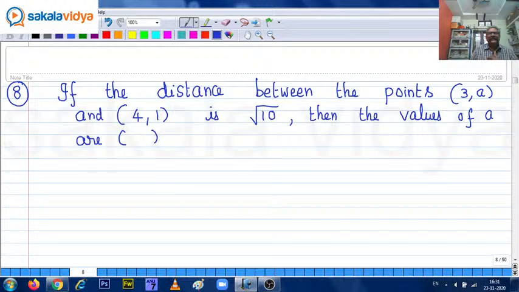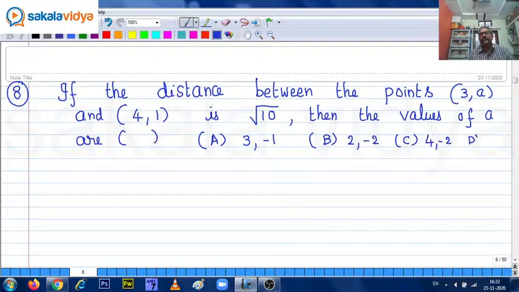If the distance between the points 3 comma a and 4 comma 1 is root 10, then the values of a are: option A is 3 comma minus 1, B 2 comma minus 2, C 4 comma minus 2, option D 5 comma minus 3. Right.